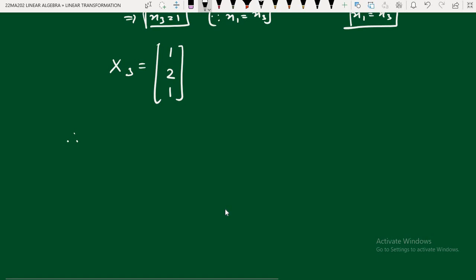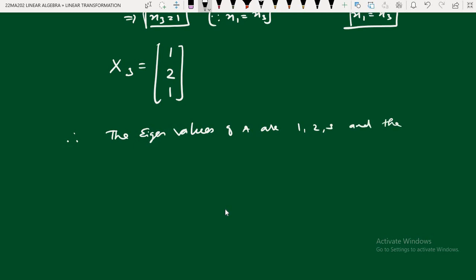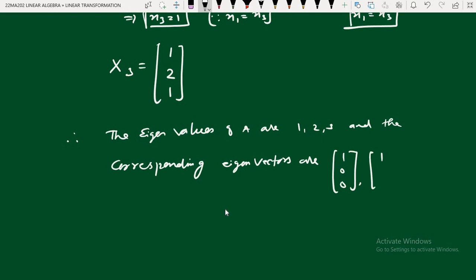Therefore, the eigenvalues of A are 1, 2, 3, and the corresponding eigenvectors are x1 is 1 0 0, x2 is 1 1 0, and x3 we got 1 2 1. So that's all. This is the problem.